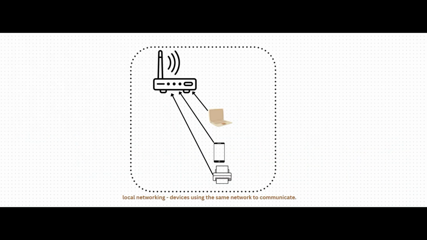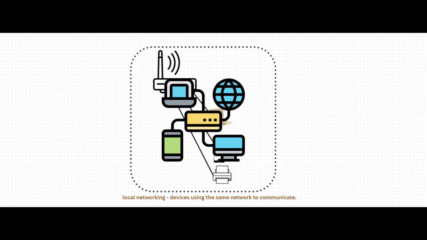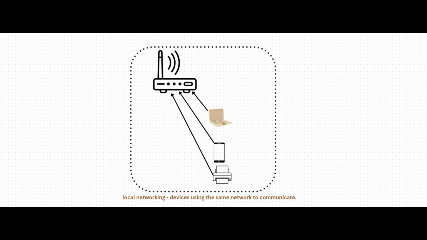So let's break this down with a very simple example. Imagine you are at home with three devices: a laptop connected to Wi-Fi, a smartphone also connected to the same Wi-Fi, and a wireless printer also. Now, when you send a print command from your laptop to the printer or share files between your phone and laptop, that's local networking in action. All the devices are connected to the same home network, so they can communicate with each other. This is the essence of traditional networking.